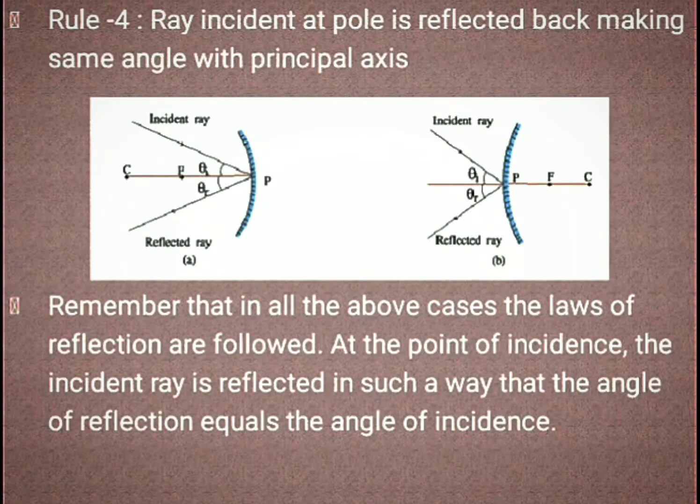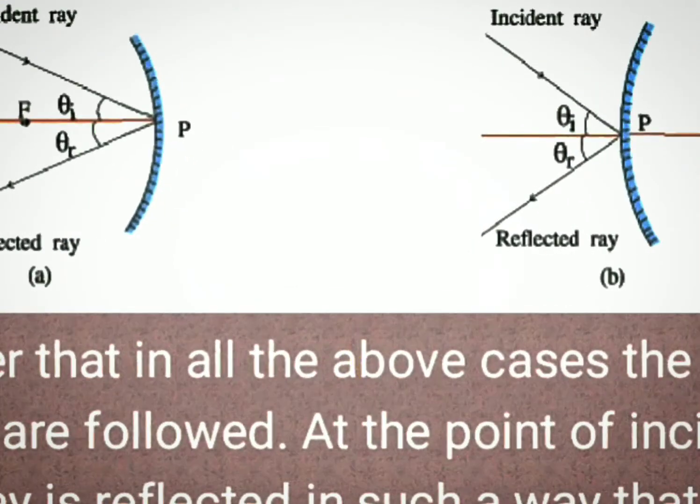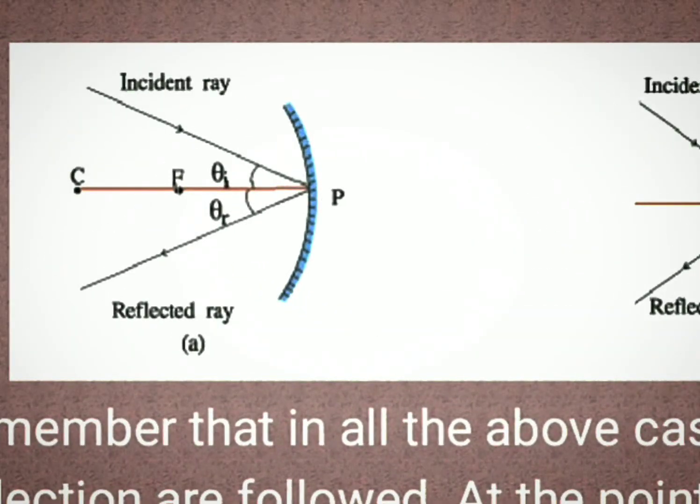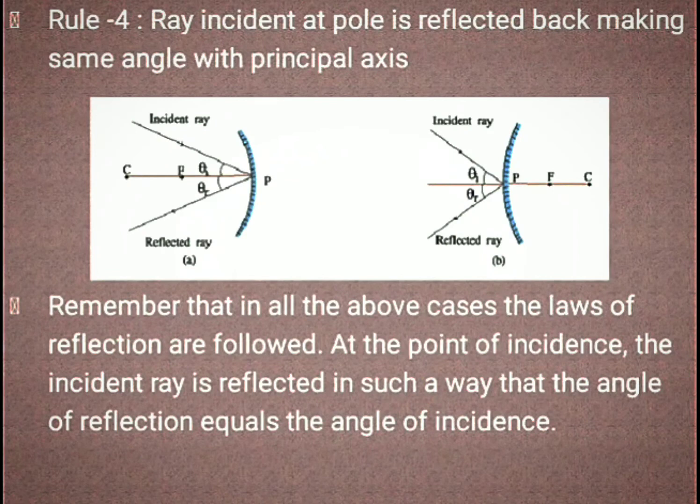Rule number 4. A ray which is incident at pole is reflected back making the same angle with principal axis. So you can see in the diagram, an incident ray which is incident at pole reflects back with the same angle. Remember that in all the above cases, the laws of reflection are followed. That means at the point of incidence, the incident ray is reflected in such a way that the angle of reflection equals the angle of incidence.